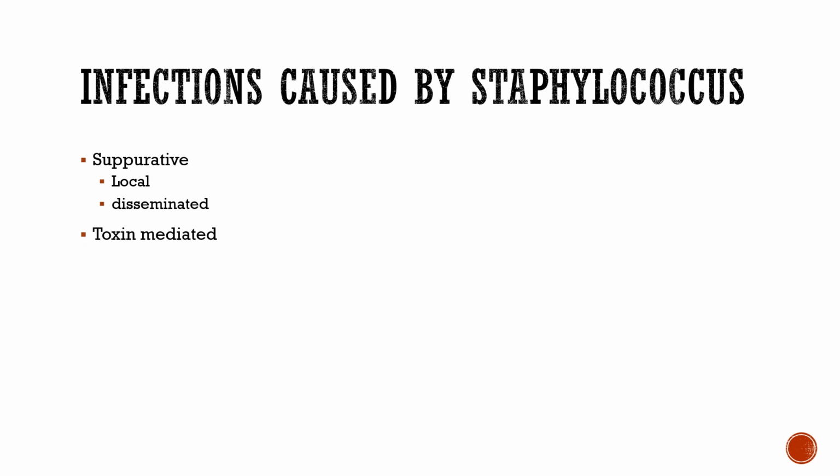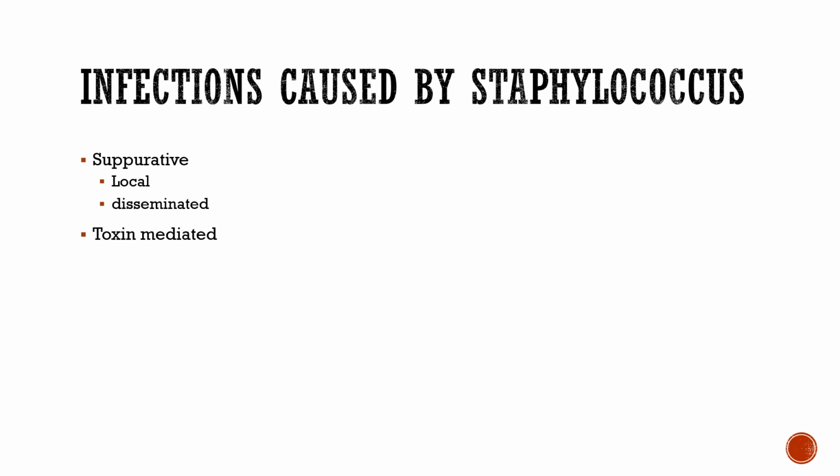So the infections caused by Staphylococcus are of two types: suppurative and toxin-mediated. The suppurative are local and disseminated. The local may include skin and wound infections like folliculitis, furuncles, carbuncles, cellulitis, and bullous impetigo. Apart from that, it also causes conjunctivitis in the eyes, mastitis in the breast tissues, and lymphangitis. Then there is disseminated disease, which includes sepsis, bacteremia, endocarditis, pneumonia, septic arthritis, and metastatic abscess formation.